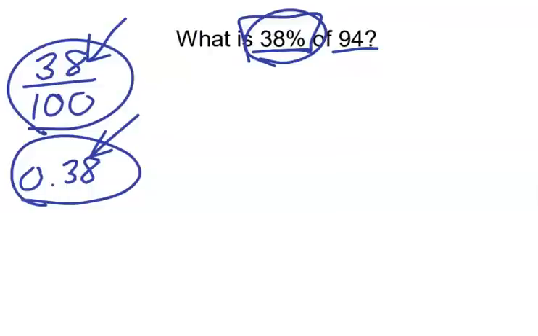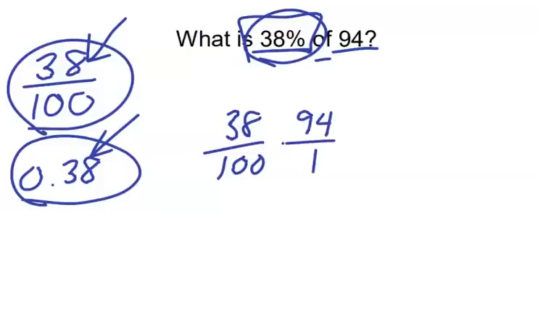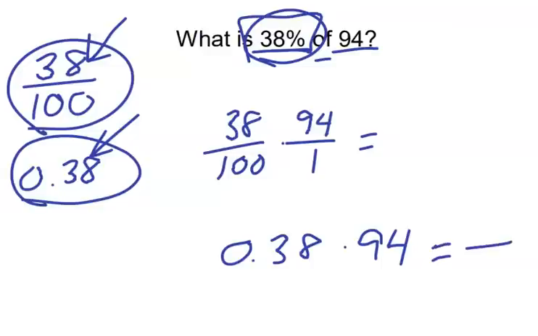All right, so if we want to find out 38% of 94, that just means we're multiplying. So we can have two different options. We can do 38 over 100 times 94 over 1. We could do it that way. Or we can do 0.38 times 94. Both of these are going to give us the exact same answer. So I'm not sure why I did that last one.